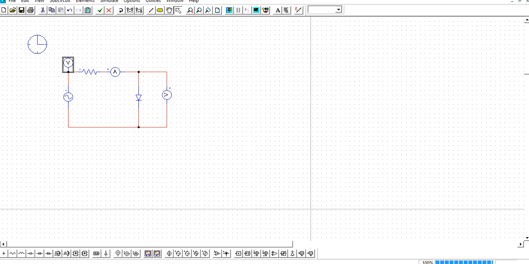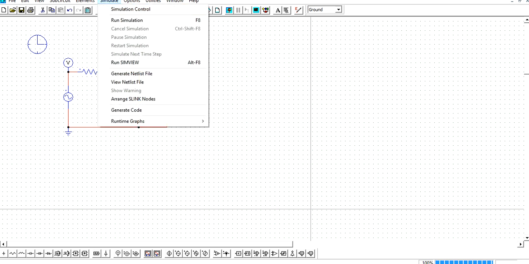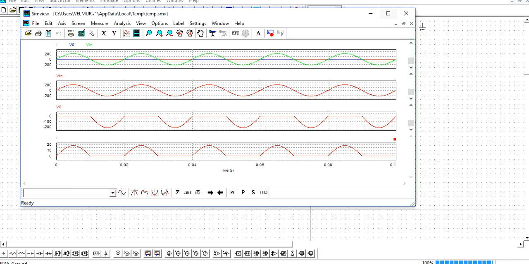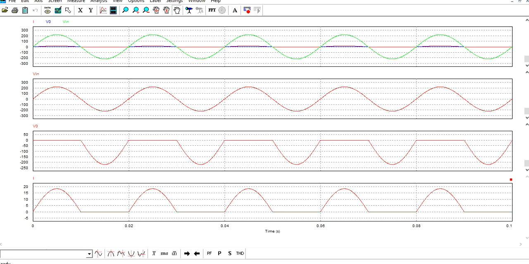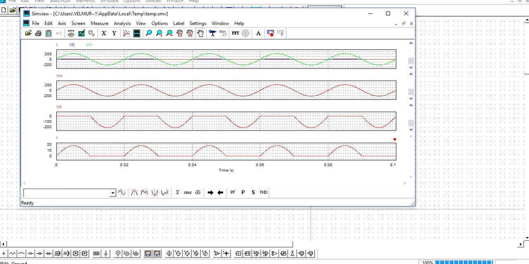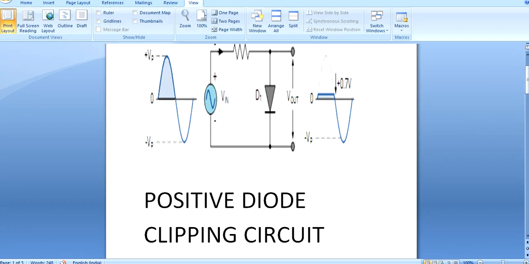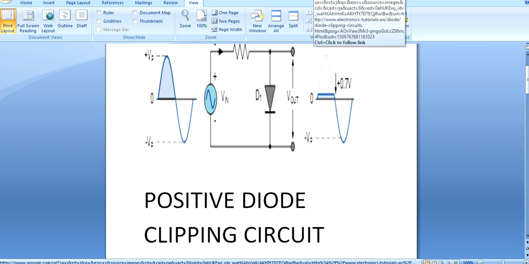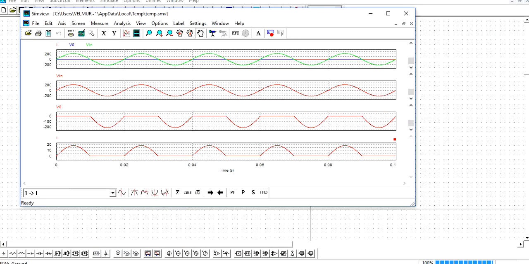Yes, our input waveform is not clear, so add ground here. Yes, now we got it. So this is our input waveform, this is our output waveform, and this is the current waveform. Compare this with our circuit. Our input waveform is a sinusoidal wave. In our output waveform, the positive cycle is eliminated and we obtain only the negative cycle.